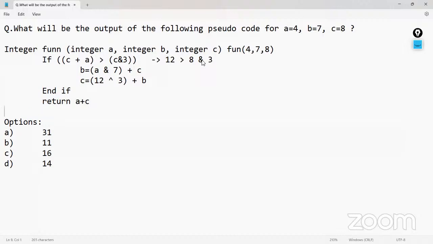So binary of 8 is 1000, and binary of 3 is 2 plus 1. If I calculate the AND operation of this, it becomes 0, 0, 0, 0. So the condition is C plus A is greater than 0, meaning 12 is greater than 0. That is absolutely right, the condition becomes true. And if it is true, then the values of B and C change.